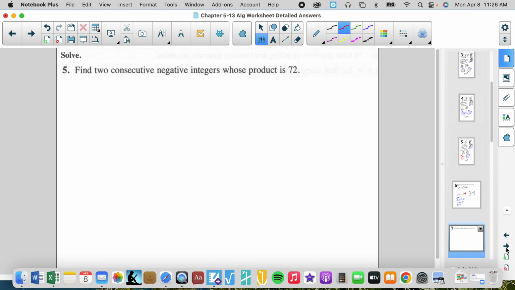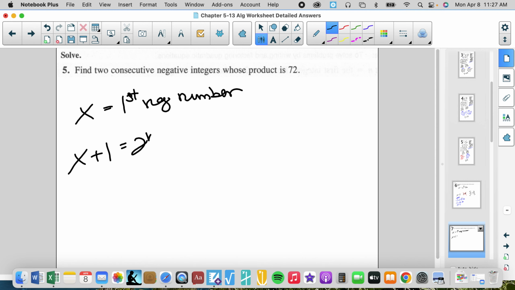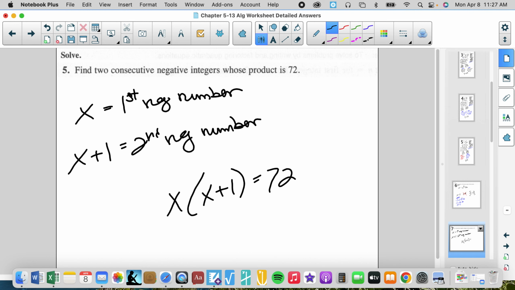Find two consecutive negative integers whose product is 72. So we have x equals the first number, negative number. We don't have to write -x, much like this. And then the next number is going to be x plus 1, the second negative number, and that would be consecutive because we're just adding 1. So we're going to have the first number times the second number equal 72.